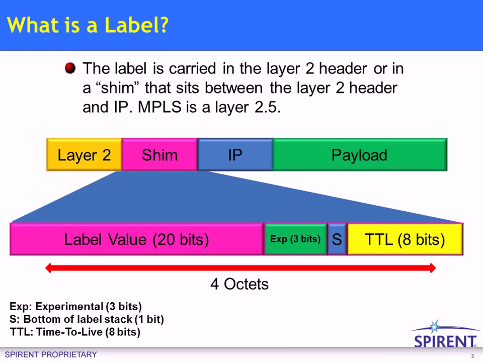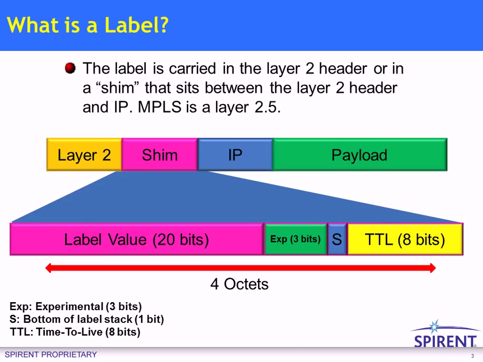The 1-bit bottom stack flag, or S-bit, is used to signify that the current label is the last in the stack if it's set. Then finally we come to the TTL, or time to live. This basically serves the same function as in IP and will stop the packet or the label going into an endless loop if the TTL is decremented down to 0.